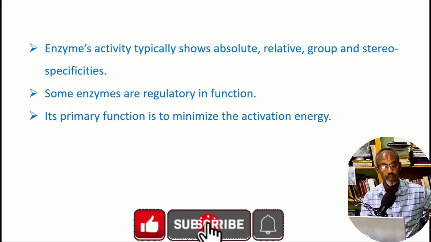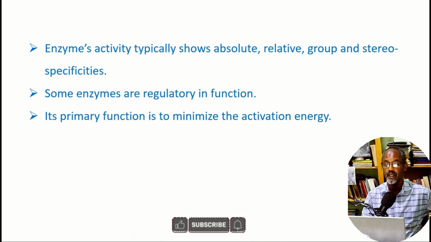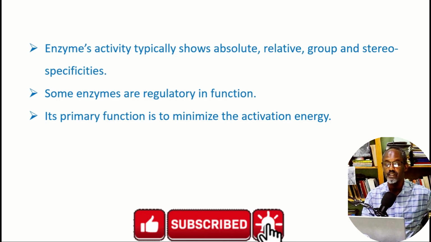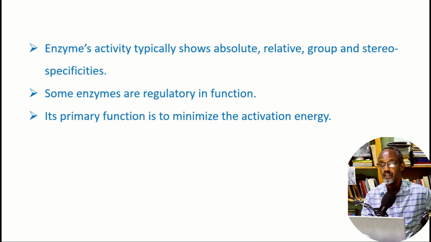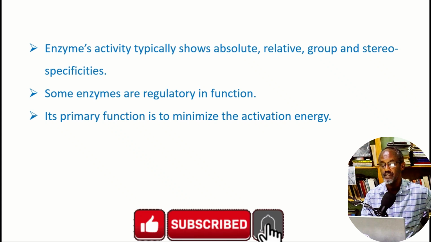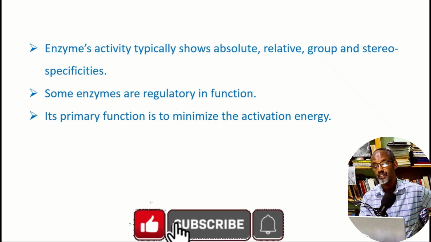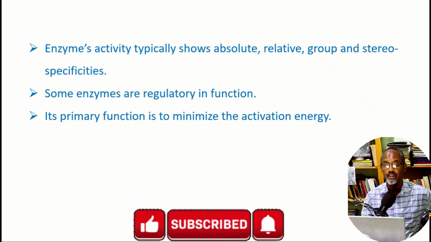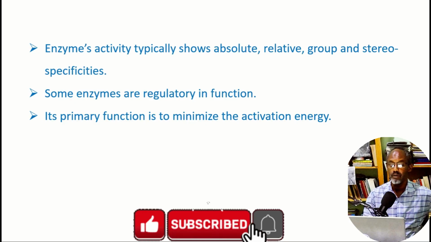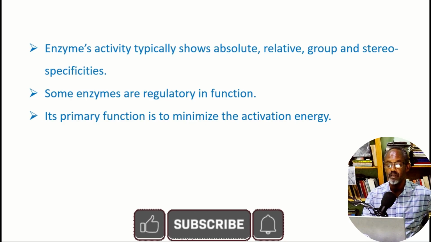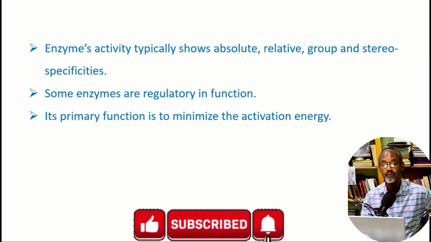Its primary function is to minimize the activation energy. Enzymes' primary function is to minimize activation energy. If you are asked how enzymes bring about acceleration or increase in the speed or rate of reaction, it is just by decreasing the activation energy the substrate needs in order to convert into product. They bring about decreased activation energy required by the substrate.